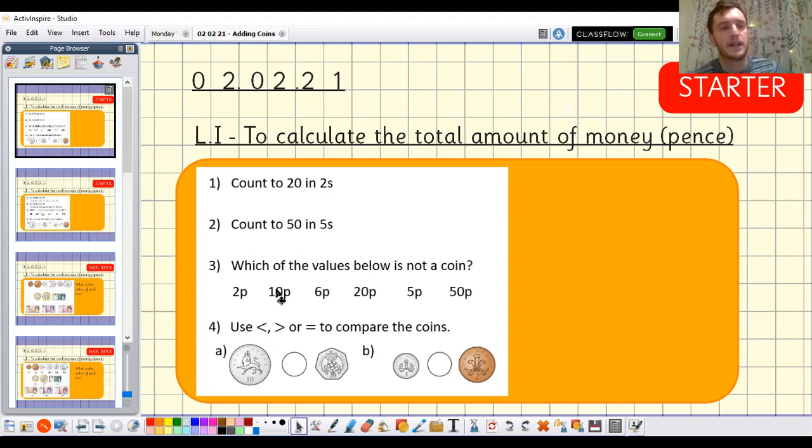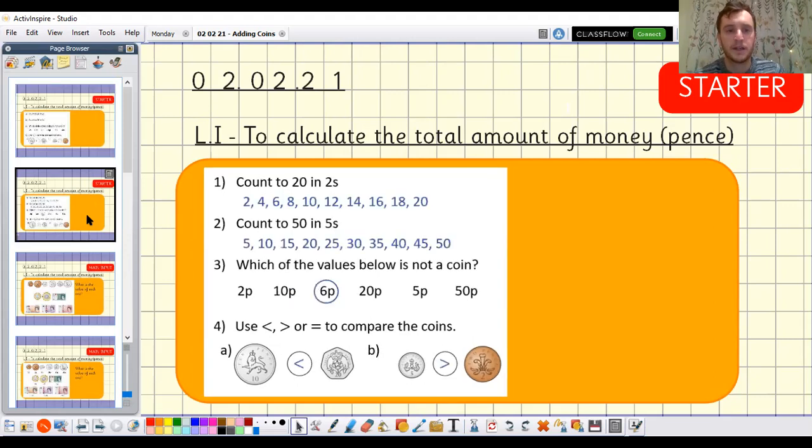Let's come back together and let's look at those answers right now. So counting to 20 in twos, maybe you can join in with me as I count in twos. 2, 4, 6, 8, 10, 12, 14, 16, 18, 20. And counting to 50 in fives, again, maybe you can join in. 5, 10, 15, 20, 25, 30, 35, 40, 45, 50. And last one, which of the values below is not a coin? It's 6p or 6 pence.